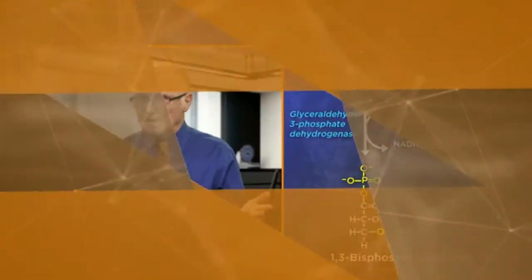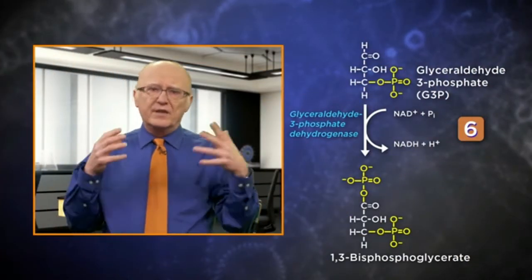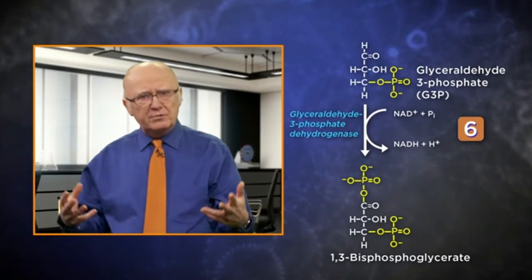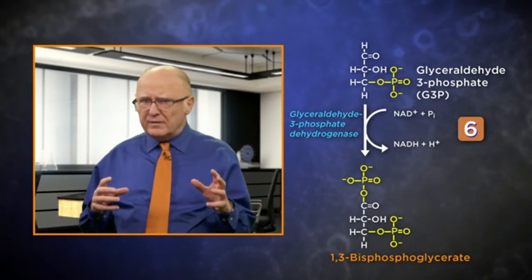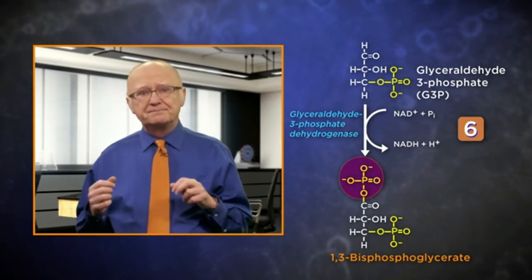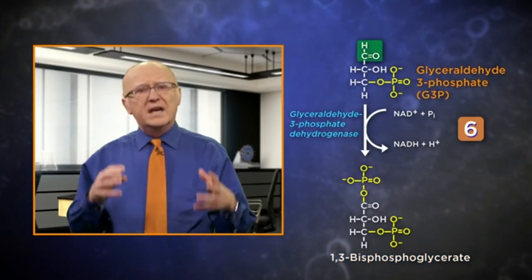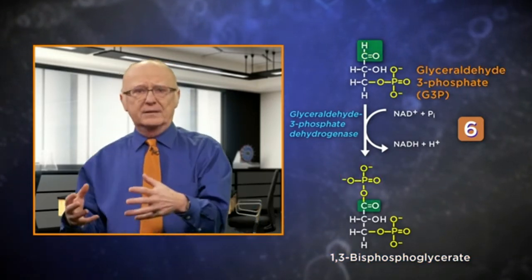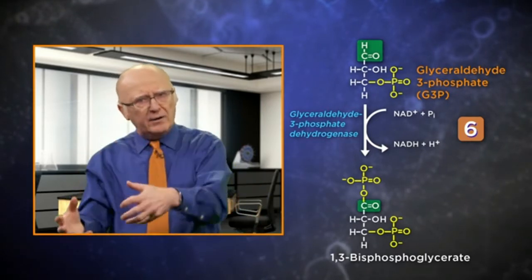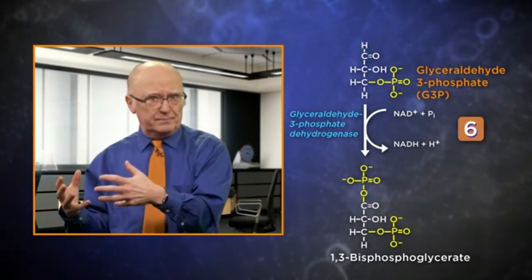Starting in step 6, glycolysis becomes a process of energy generation, where ATP is made. Now to begin this process, the glyceraldehyde 3-phosphates, or G3Ps, are converted to 1,3-bisphosphoglycerates. This involves the addition of another phosphate. For this to happen, the G3P aldehyde molecule is converted to an acid. Now when you convert something from an aldehyde to an acid, that's an oxidation.